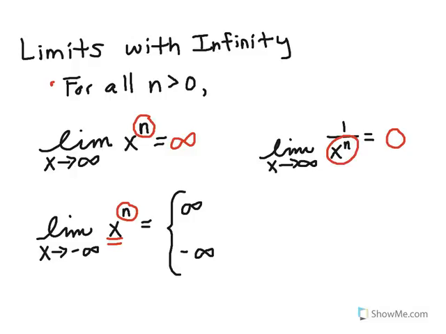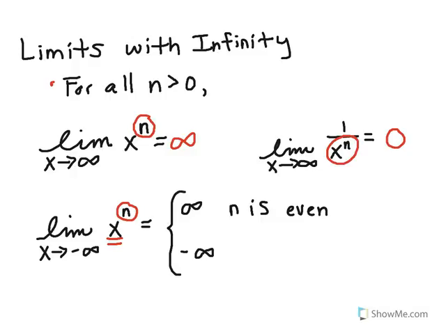So I can have one of two outcomes. Either this limit approaches infinity or it approaches negative infinity. In order for it to approach a positive infinity, that exponent, that n, has to be even, because that makes any number, no matter what x is, positive. So the rule that we're going to put here is that n is even.